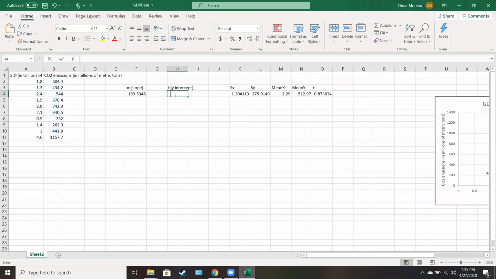Y-intercept will be the mean of my y values minus my slope. So I have to use my slope to find my y-intercept, and then just multiply that by the mean of the x values.